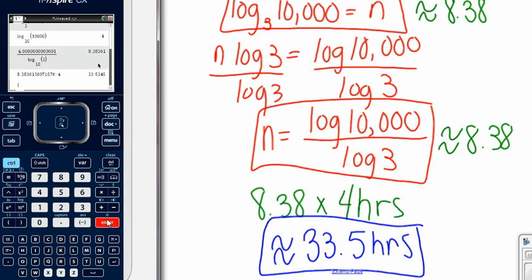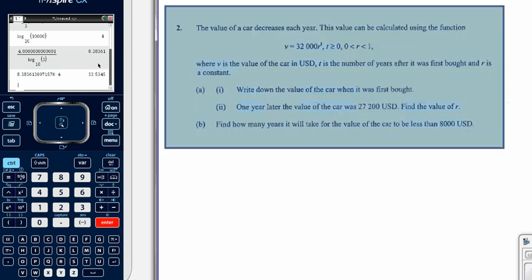And that's the solution to part C. Okay, next question. We've got the value of a car decreasing each year. So this is exponential decay. This value can be calculated using the given function.